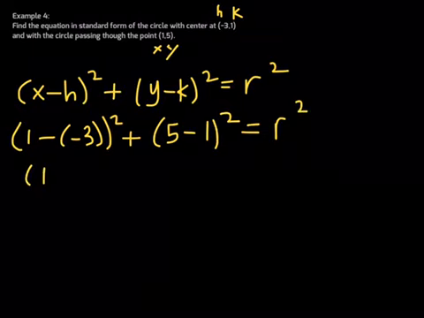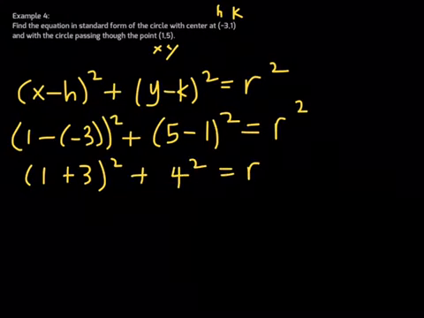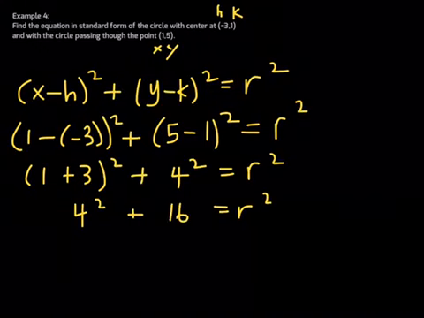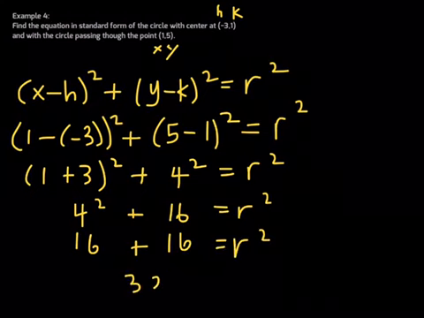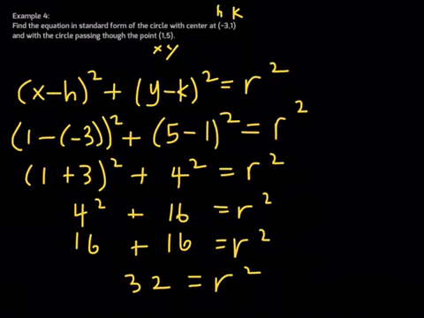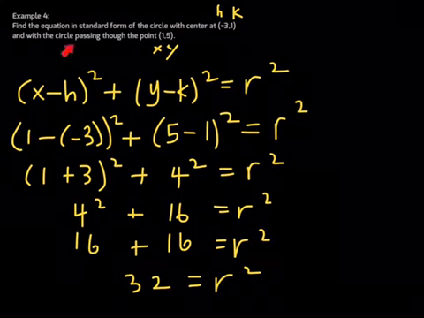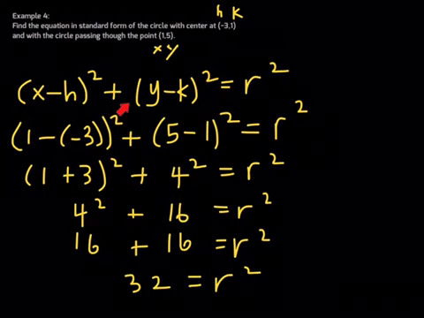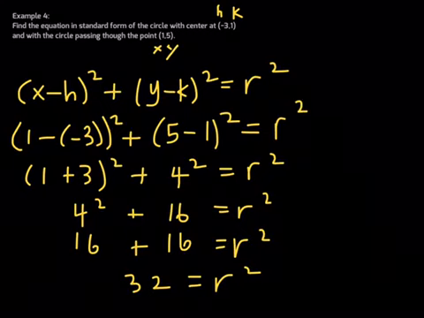So then this is 1 plus 3 quantity squared plus 4 squared, which is equal to r squared. So this is 4 squared plus 16 is equal to r squared. 16 plus 16 is equal to r squared. That is 32 is equal to r squared. And that's enough. Don't feel the need to take the square root of both sides, because remember, all they're asking you for is the standard form of the circle. And standard form is always set equal to r squared, not to r, but to r squared. We have r squared, so I think we have everything we need to write down our final answer.